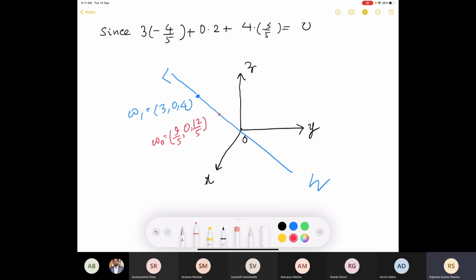So this is normal to this line. So this is like this, is the line L dash, and is the point 1, 2, 3. This is our V, 1, 2, 3. So this is your point W naught.